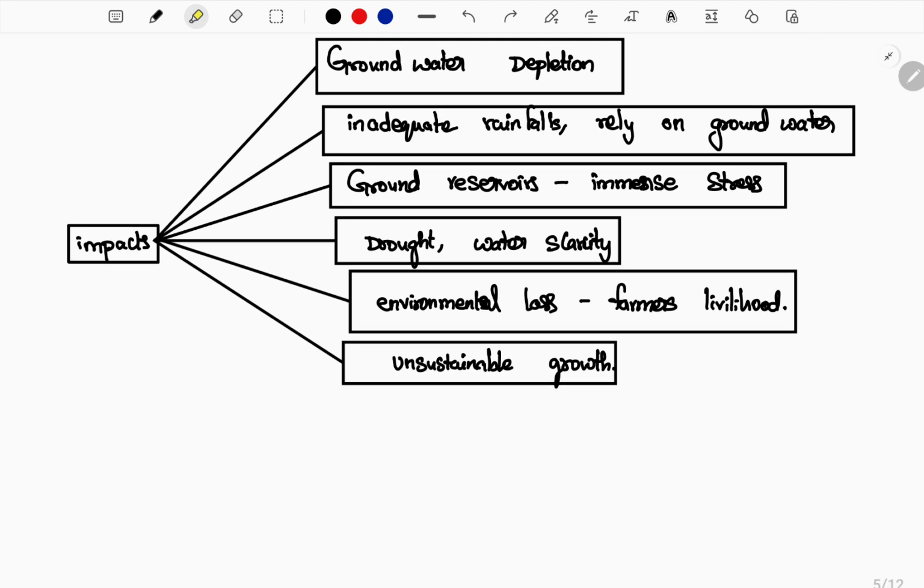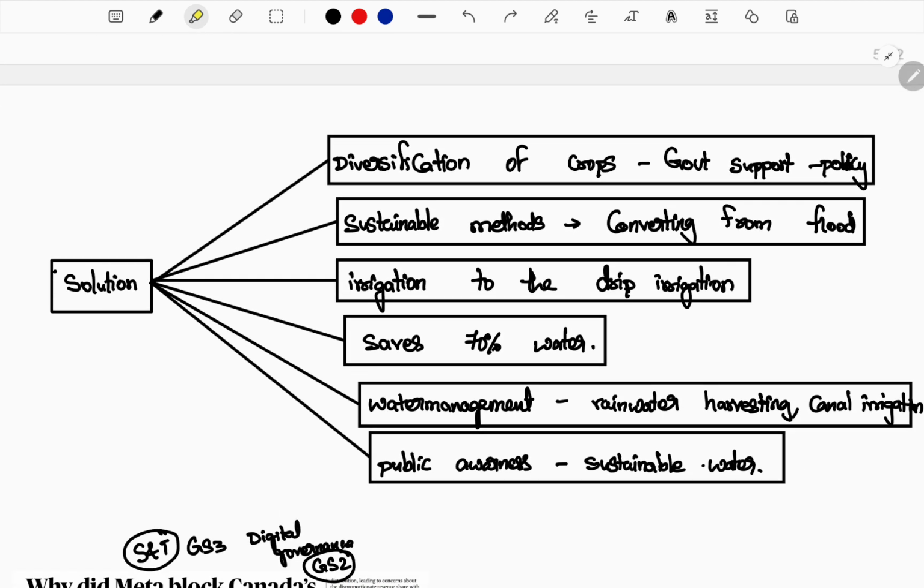So we need to adopt better methods to resolve this. What are the solutions we need to adopt? For the solution categories, we need to diversify our crops, and the government needs to support farmers through a policy framework to diversify their crops. Sustainable methods should also be followed. Here we are using the flood irrigation method.